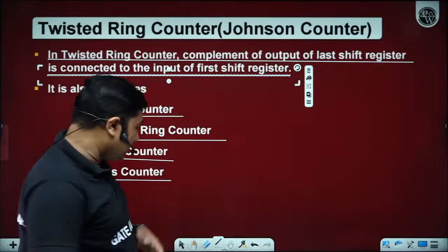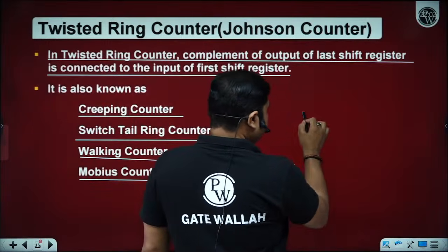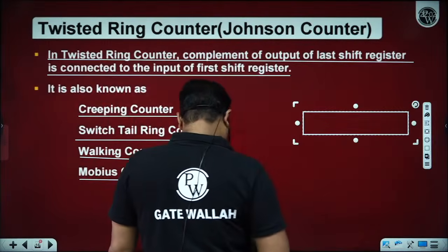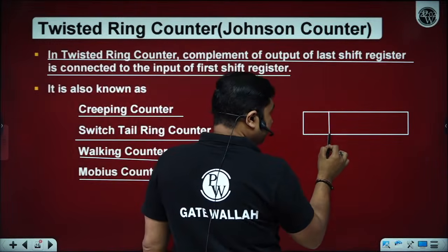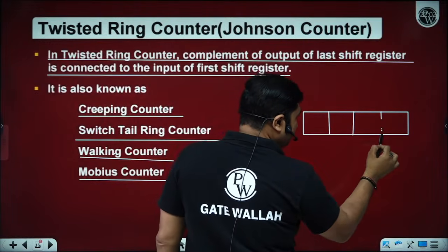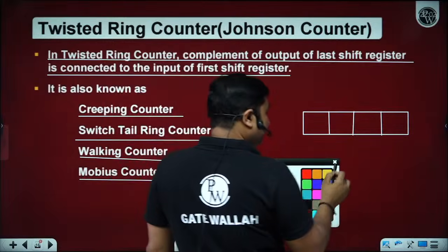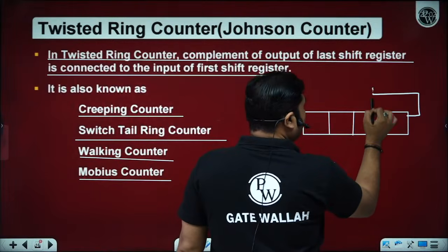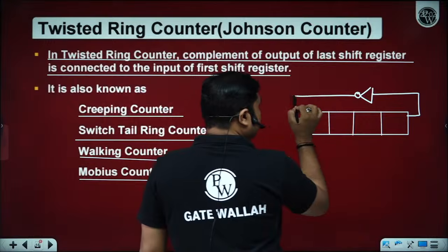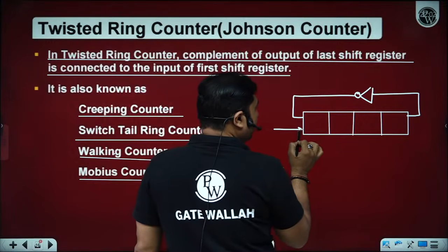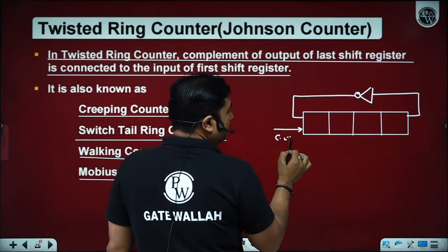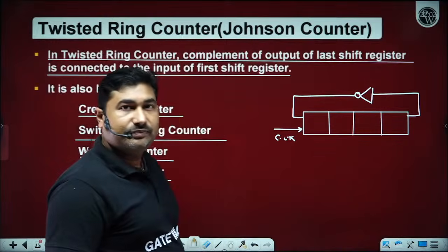So how would it work? It would work like this. We have a shift register. And in the shift register, the last flip-flop output is inverted and connected to the first flip-flop input. Is it okay?